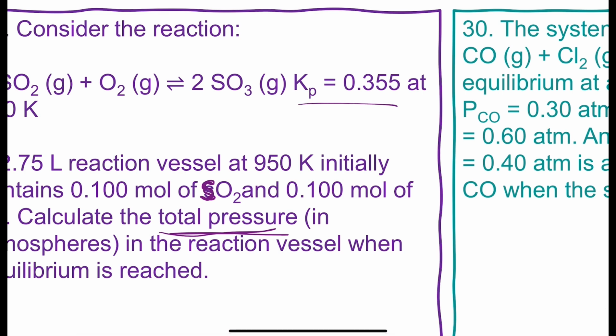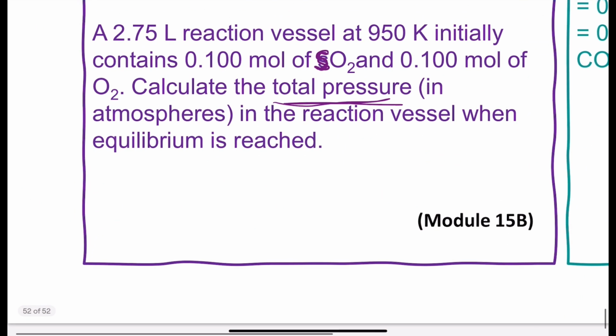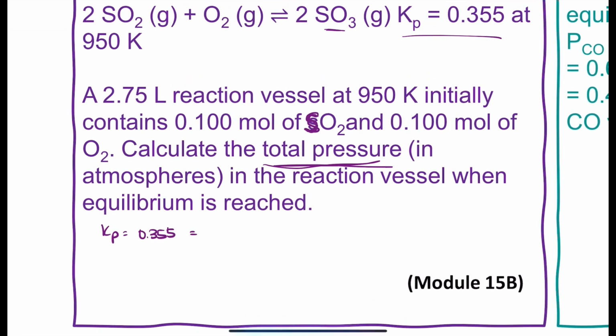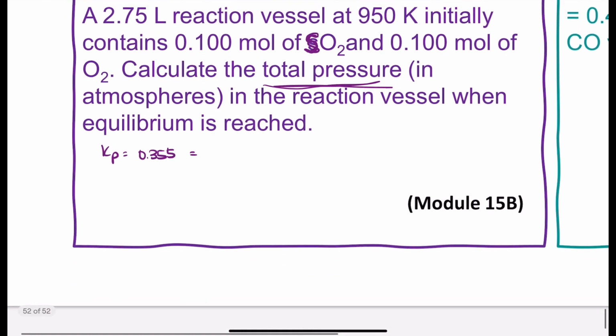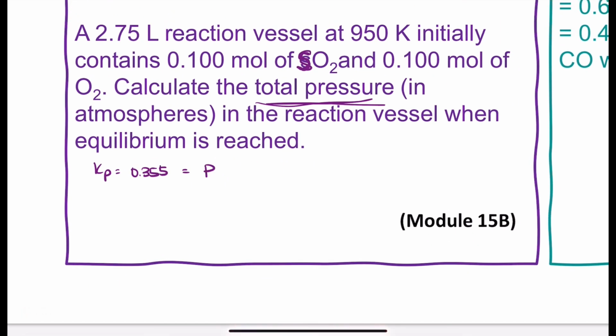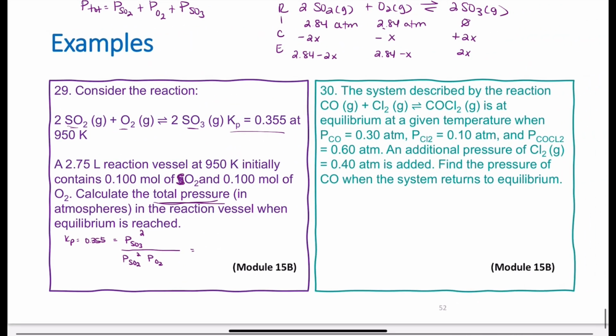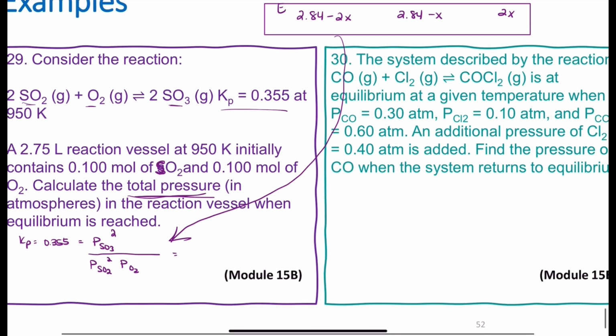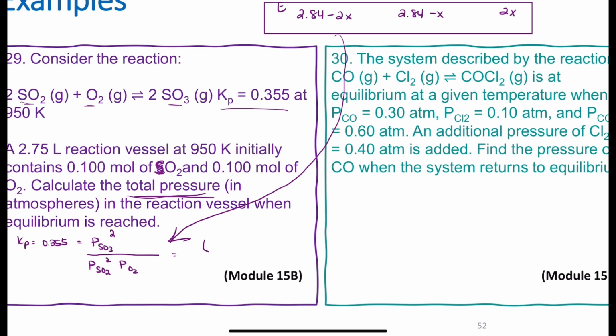I am told that my Kp value is 0.355, so I can solve this. Kp is equal to 0.355, and based on the equation, this is the partial pressure of SO3 squared divided by the partial pressure of SO2 squared and then O2. But I just found from my RICE chart above what those values should be, so that's what I can plug in here. That means I've got 2x squared in my numerator.